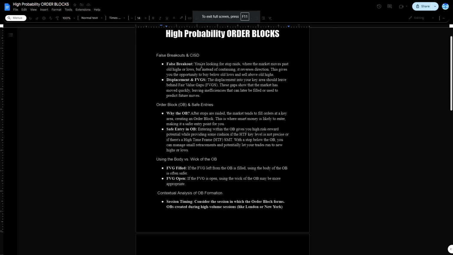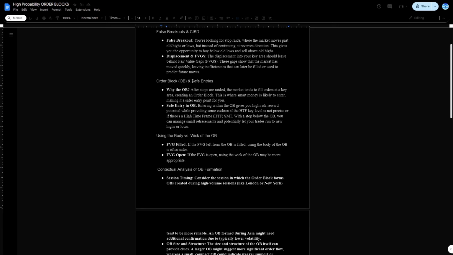Bringing some notes in here, with false breakouts and CSIDs, we're going to be looking for a stop raid where the market moves past old highs or lows, but instead of continuing, it reverses. This dives straight into our key highs and lows, and also we're going to be looking for displacement into our key areas and leaving behind FVGs. These gaps show that the market moved quickly, and they leave inefficiencies that can be later filled and used to help predict our market move.